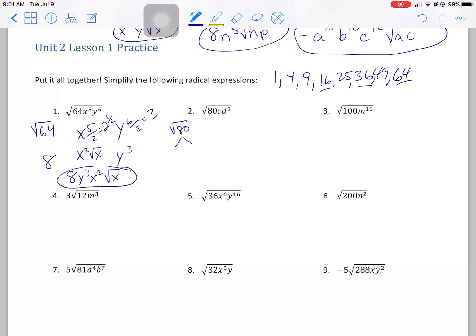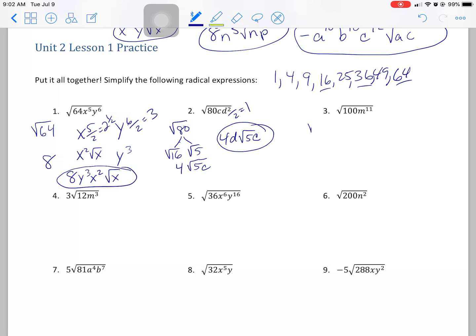And what happens is if you put in a 16 into 80 goes 5 times. So that's a 4, square root of 5, just for the 80 part, okay? And then the C is just coming along because there's only one of those. And then the D's completely come out. So my final answer is 4D, square root of 5C.